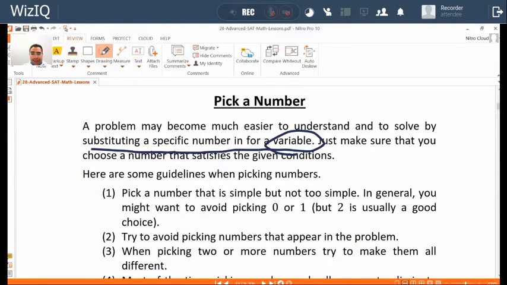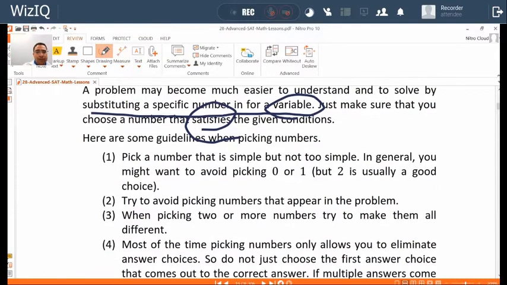You can substitute a specific number in for a variable, like what we did with the problem with pennies, nickels, and dimes. We substituted a specific number, in this case 2, instead of the variable, the x. Now, what really is important is choosing a number that satisfies the given conditions. So if you have a condition, you need to pick a number in a smart way.